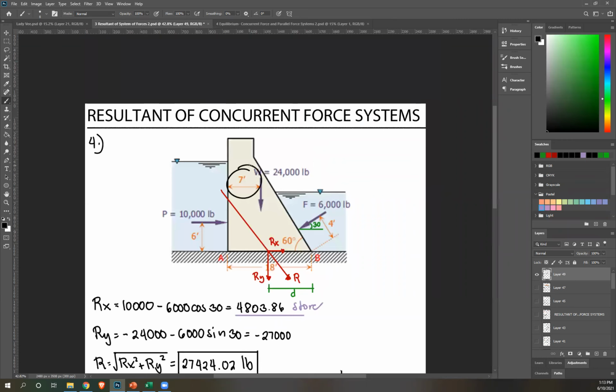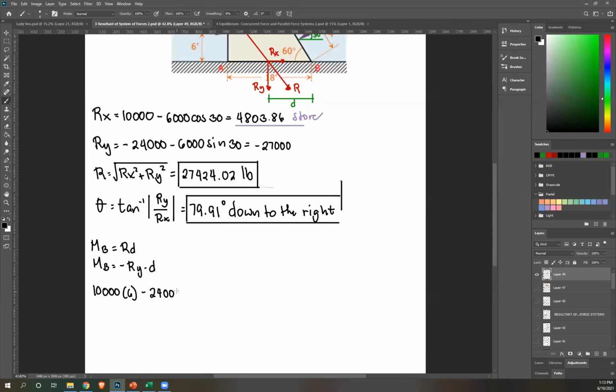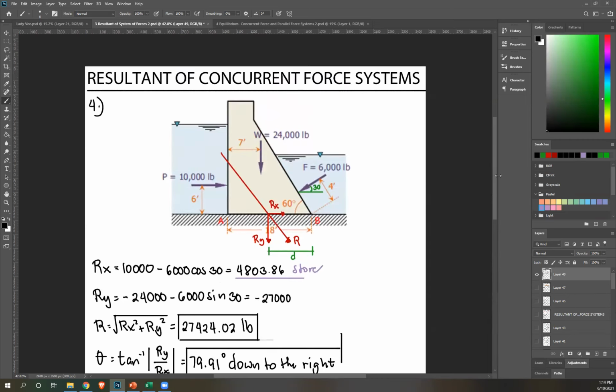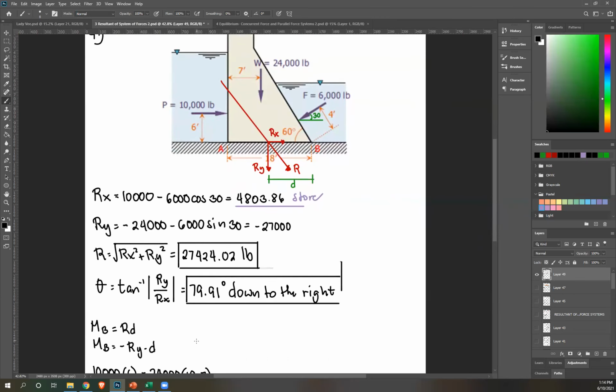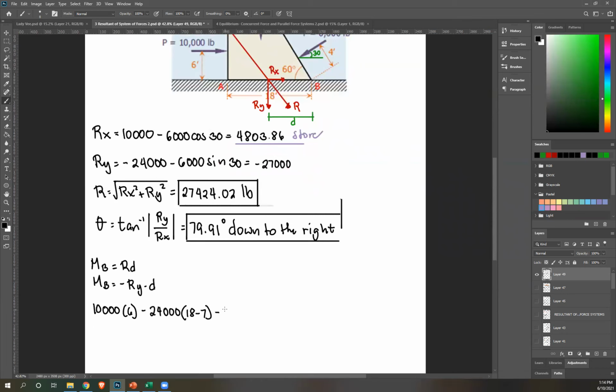This distance is 7 feet, and that's from the left side. I want to know the distance from the right side, from B. This total length is 18. So this perpendicular distance is just 18 minus 7. Okay, so 24,000 times 18 minus 7, or just 11. And lastly, rotate counterclockwise, negative 6,000.